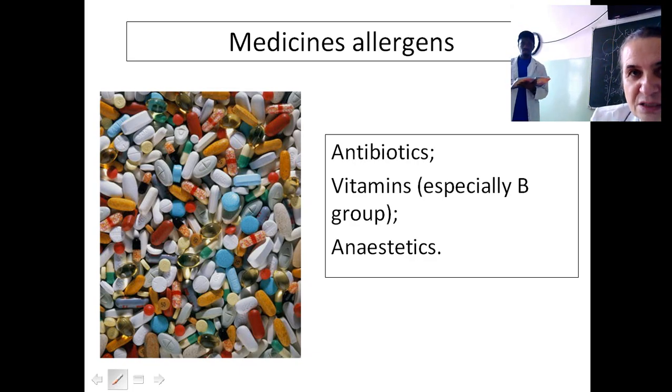Except this, medicines, yes, medicines. What medicines? Now is the time of use of many medicines. We use wide groups of different medicines. Can you name the most allergenic medicines? Antibiotics, yes, sulfonamides, vitamins, especially which vitamins? Group B: B1, B2, B5, B6, B7, B12. Anesthetics. But not only those which we can read on this slide.